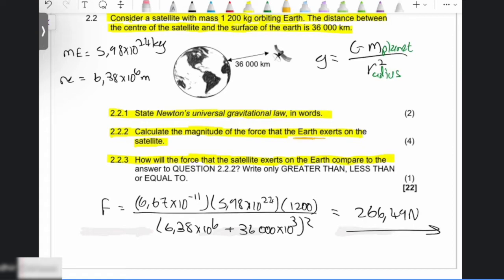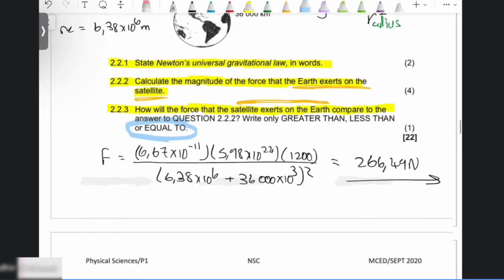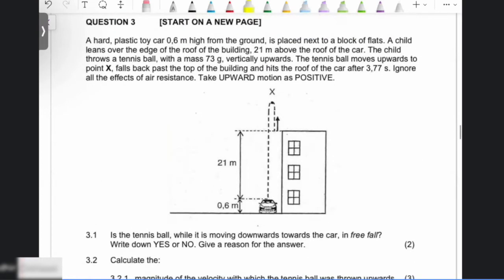It's what the Earth exerts on the satellite, and here it's asking us for what the satellite exerts on the Earth. It was what I was explaining earlier, that whatever gravitational force the satellite exerts on Earth would be the same as what the Earth exerts on the satellite. So for this one, it should have been equal to, because they exert the same gravitational force on each other. Sorry about that, guys.